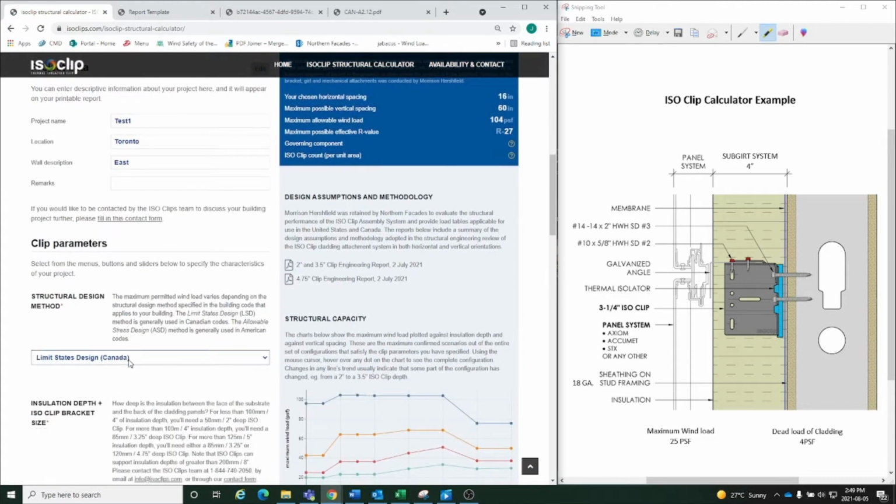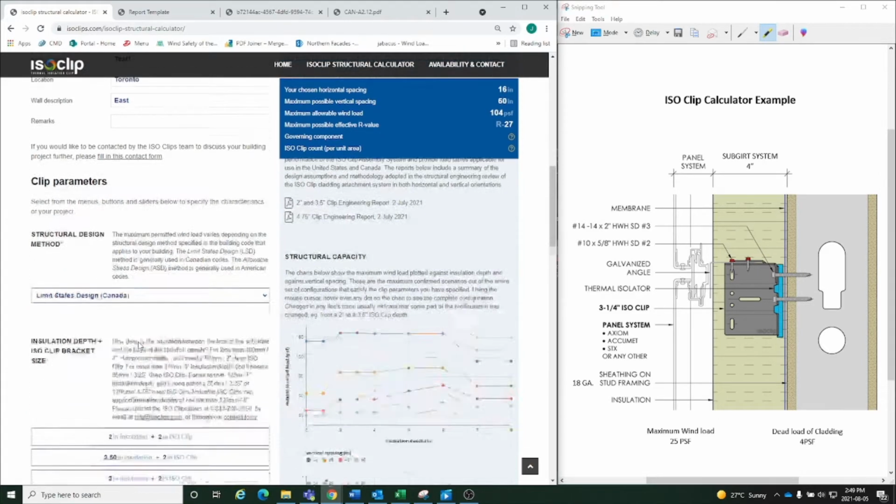Since we're in Toronto, Ontario, I'm going to keep this as limit states design. Whether you are in Canada or in the United States, there are different design assumptions based on the country that your project is located in.